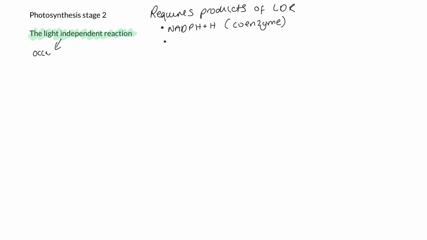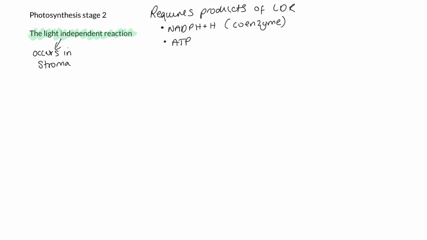So let's just check that we remember the products of the light-dependent stage. Those products are reduced NADP, which is a coenzyme that carries hydrogens from one place to another. So it's taking the hydrogens from the light-dependent stage occurring on the thylakoid membrane to the stroma, where we'll be doing the light-independent stage. So all of the enzymes involved in the light-independent stage of photosynthesis are dissolved in the stroma of the chloroplast. The other thing that we made during the light-dependent reaction was ATP. So we're going to be using both of those things here.